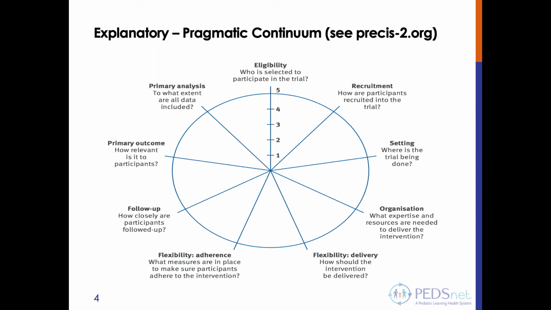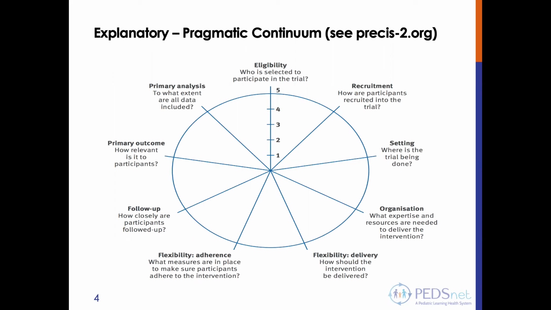The second approach for thinking about clinical trials, which is very important for us in learning health system science, is the explanatory pragmatic continuum. This is fleshed out in great detail on the PRECIS-2 website. There is not a sharp dichotomy between explanatory clinical trials and pragmatic clinical trials. All trials can be evaluated on a continuum across multiple dimensions as shown on this slide.